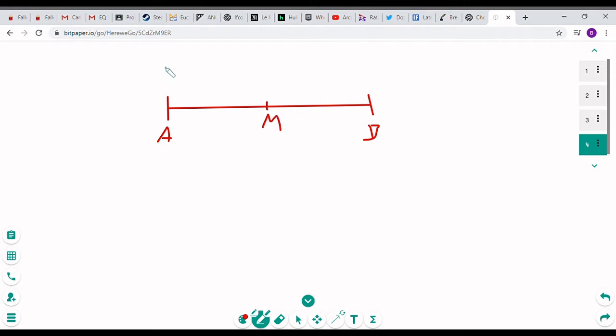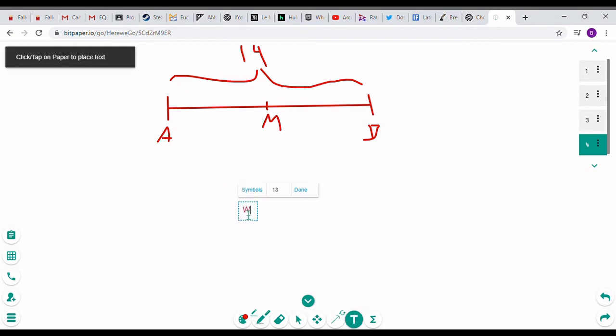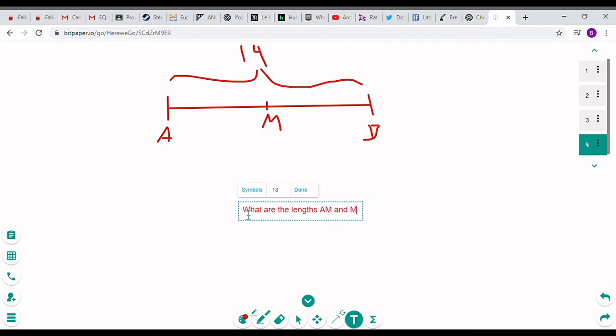For instance, let's say that the entire length is 26. This is in the book. Just to give you a different example, I'm going to make this 14. If you want to see the book's example, you can. What is the length of AM and what is the length of MB?